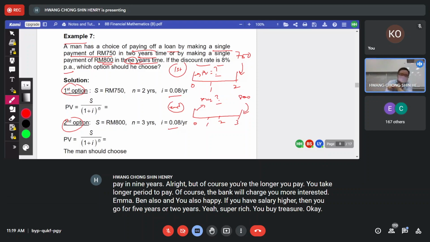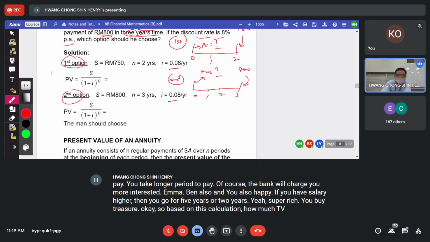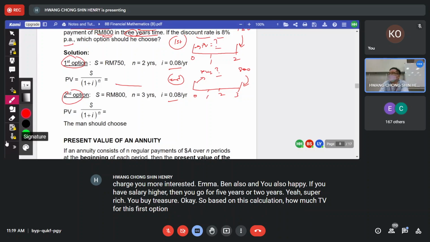Okay. So based on this calculation, how much PV for this first option? Calculate already. How much? Cannot hear, sorry. 643 point.